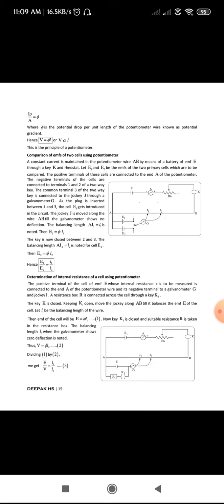Hence, by replacing I rho by A, the equation reduces to V is equal to phi into L. What is that phi? Phi is a constant, right? If you remove that constant, V will be directly proportional to L. That is, the potential drop is directly proportional to the length of the wire. So this is the principle of the potentiometer.